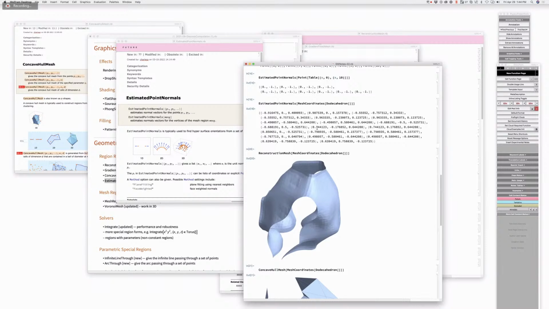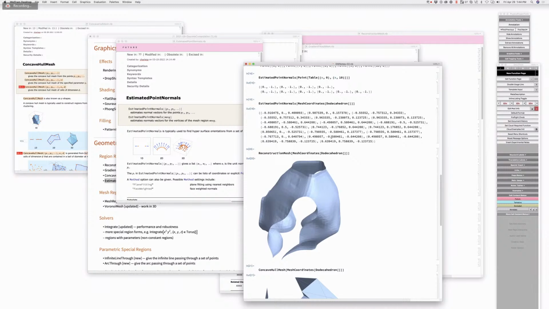Yes. Well, it does seem like a good WFR function to start off with: given a mesh and given a point, find the interpolated normal for that point that isn't one of the actual points on the mesh. Does that make sense? Yes, that's what we're talking about, right? Yeah.